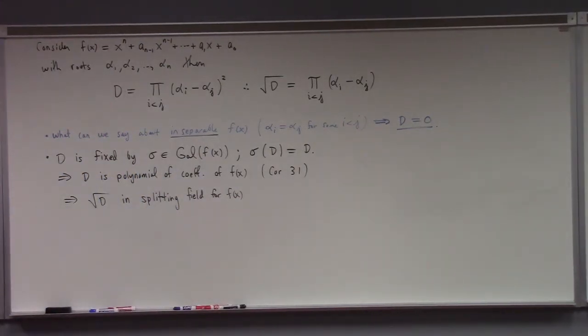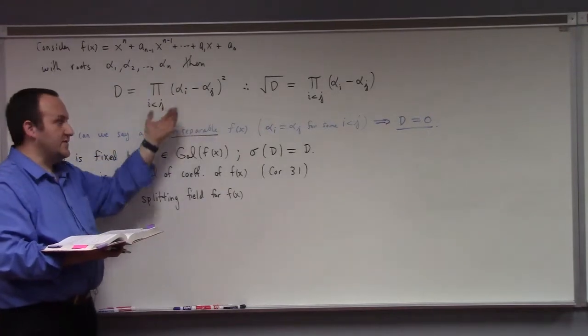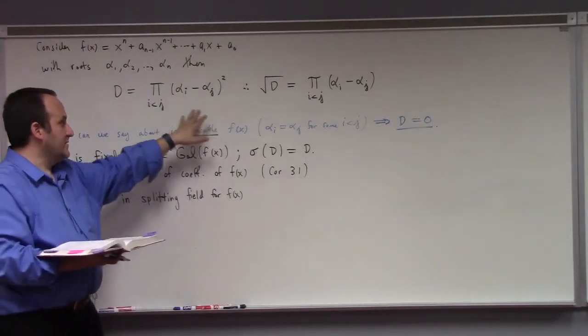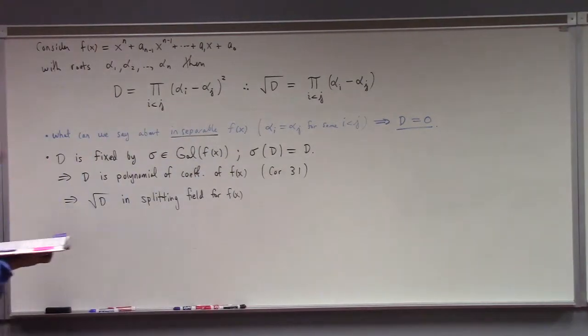Well, the splitting field has all the roots of the polynomial, right? And the discriminant is built from a product of the squares of the differences of those roots, right? The square root of the discriminant is literally built from just differences. So I suppose it's also true that D is in the splitting field, but that's less interesting. All right?